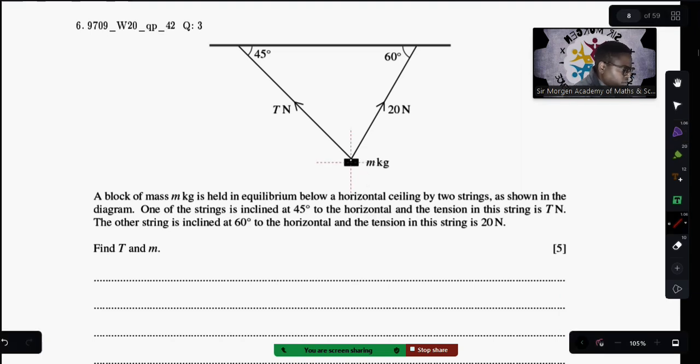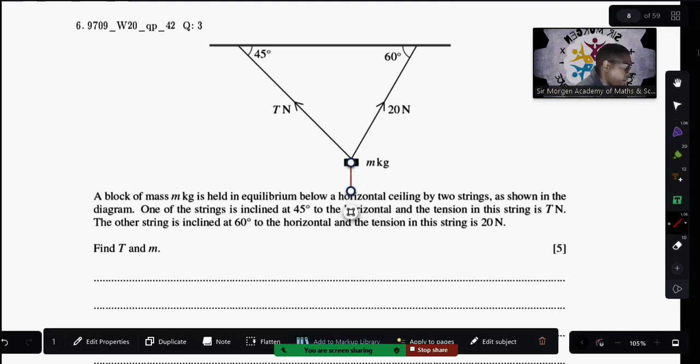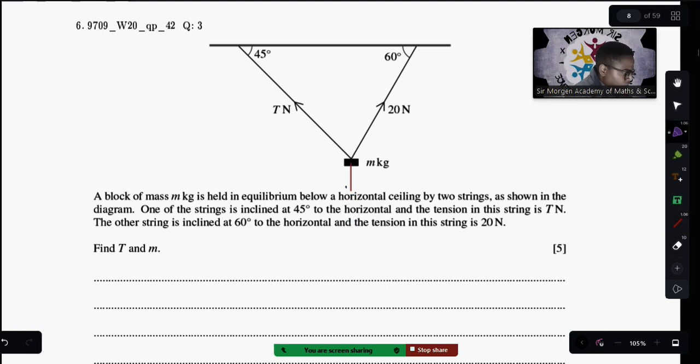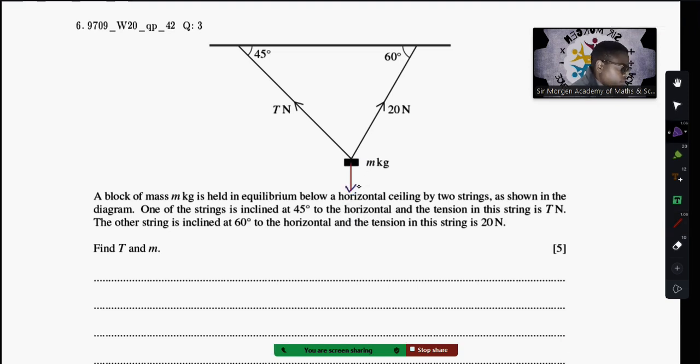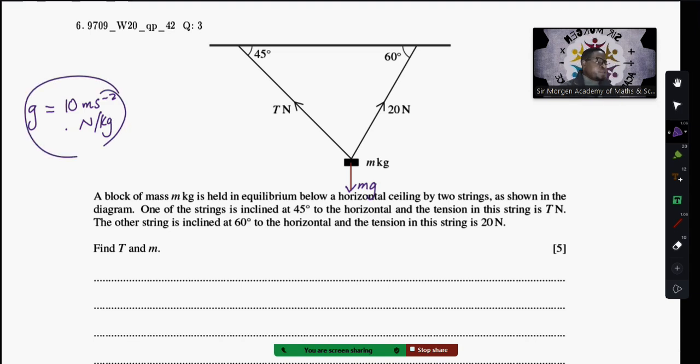Obviously, we have weight, and weight is pointing downwards. This is mg. Remember in this case, since it's mechanics, g is equal to 10. You can use meters per second squared as the unit, or newtons per kg is still fine. Those are the units for g. But if you're in physics, you can use 9.81. These are similar questions, by the way. So we have weight pointing downwards.